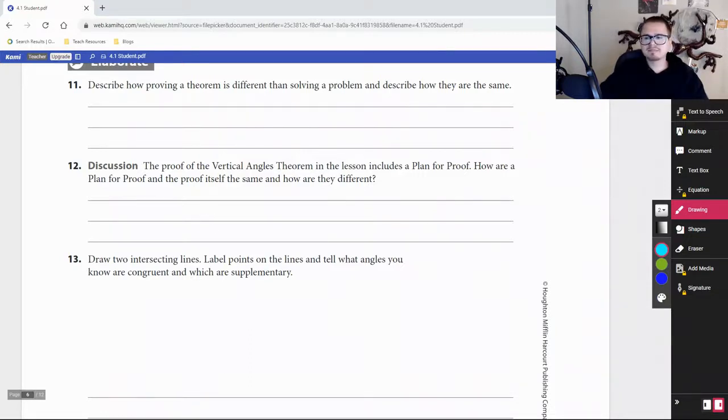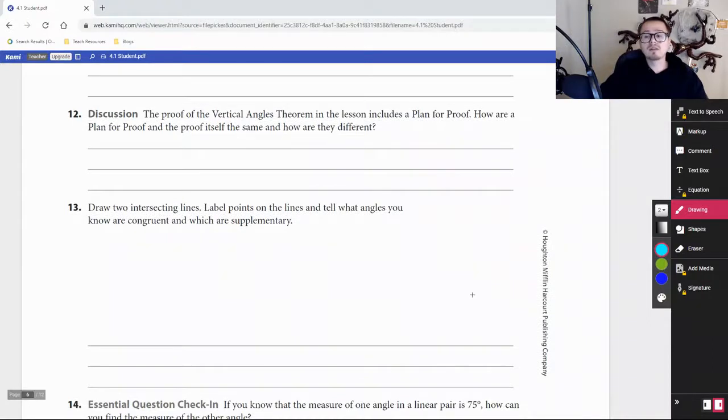Here's just a random question: how many vertical angle pairs are formed where three lines intersect at a point? So if you intersected three lines, so draw that, what do you think? Let me know. Draw two intersecting lines, label all the points on. I'm going to let y'all do that. Just figure out which ones are congruent, which ones are complementary or supplementary.